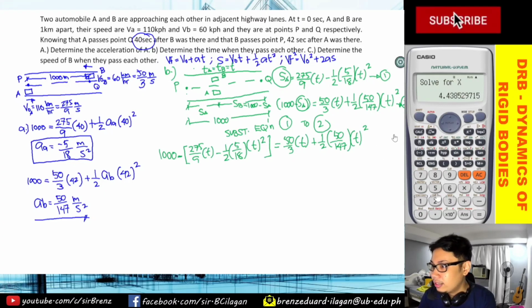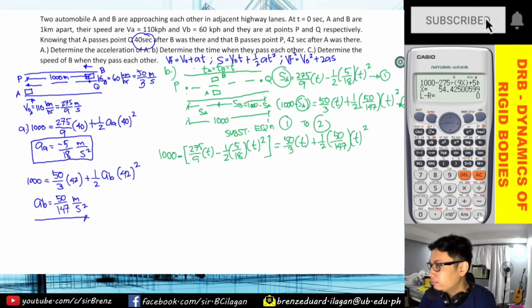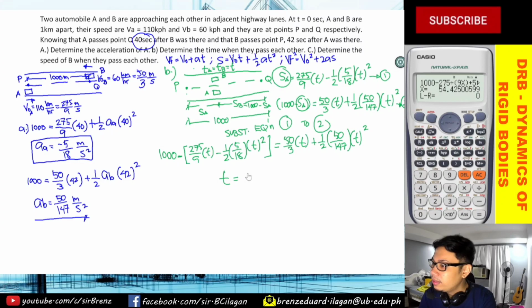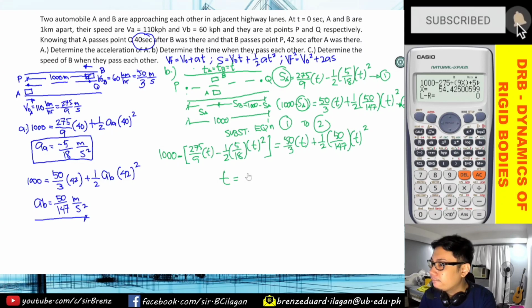So pagpalagay natin na 5. Malayo pala sa 5. So yung time na nagpang-abot yung dalawa is 54.425. But laki. No. There's something wrong with our equation. Tingnan nga natin mabuti.